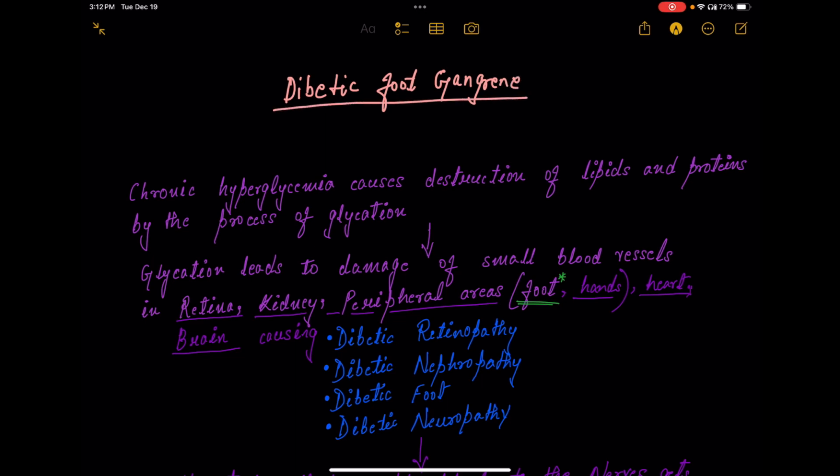Gangrene is a condition which develops after necrosis. Necrosis means death of any tissue and gangrene means putrefaction. So this is the pathology of diabetic foot gangrene.